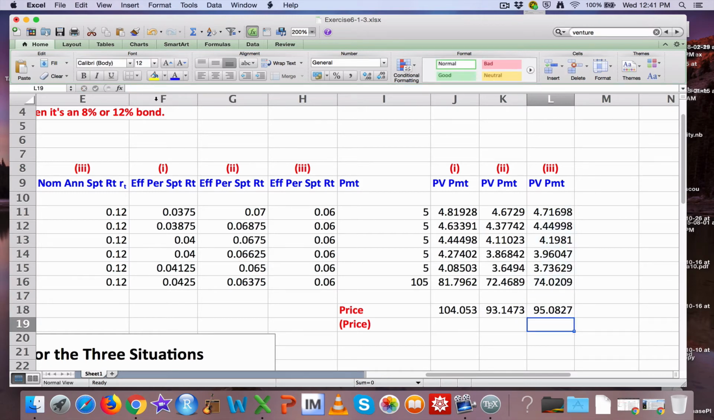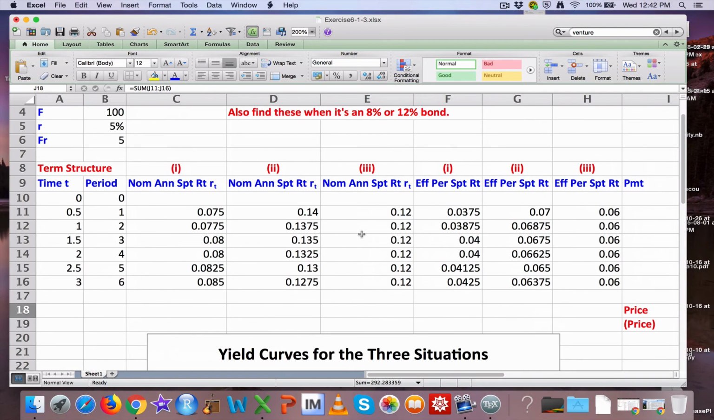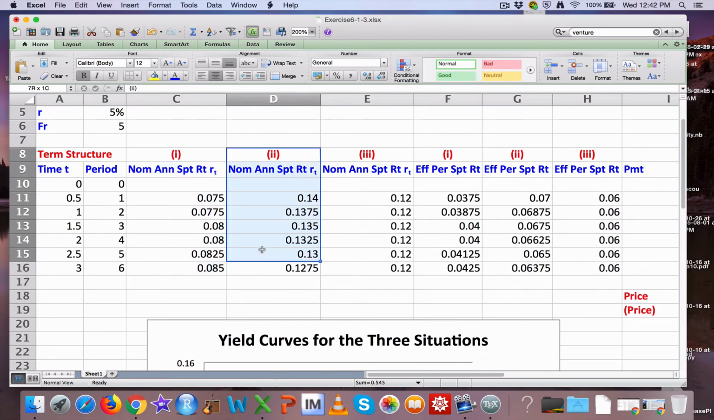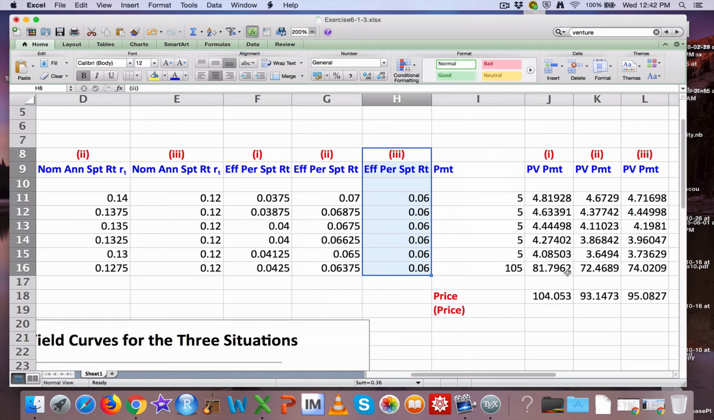Okay, that's good. So this would be the answer for the prices in the case of the 10% coupons that are 5% convertible semi-annually, or the 10% convertible semi-annually, which are 5% coupons for the semi-annual coupon payments. For these different nominal annual spot rates, these different term structures, and corresponding effective periodic spot rates for the same term structures, we get these different prices. Okay, and it should make some sense.